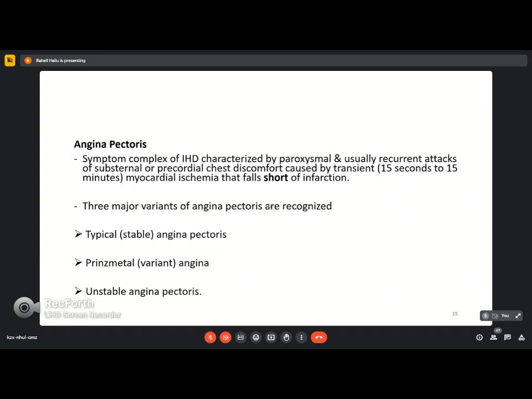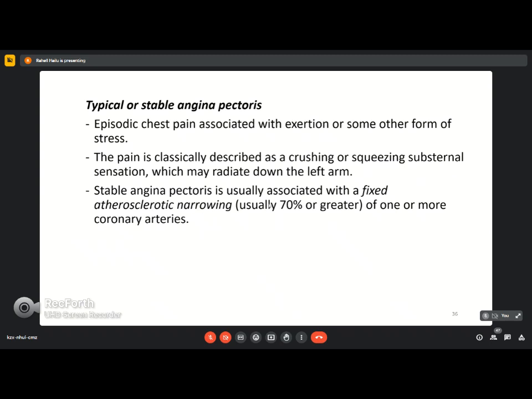It is reversible, and there is no actual damage. But because the ischemia is usually painful, the patients have chest pain. There are three major variants of this chest pain. You have the typical or stable angina pectoris, the Prinzmetal angina, and the unstable angina pectoris. The distinction between these variants is mainly on how long it lasts, and also whether it responds to painkillers, particularly nitroglycerin, and nitroglycerin is a vasodilator.